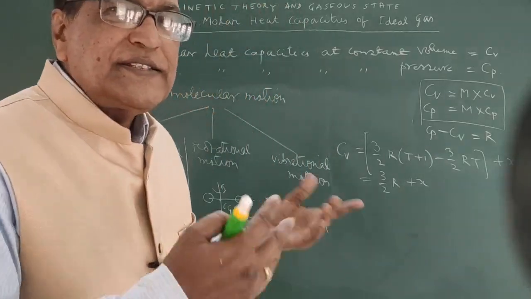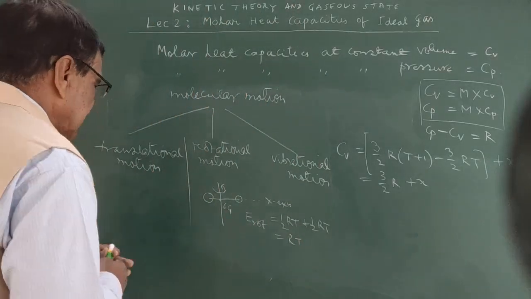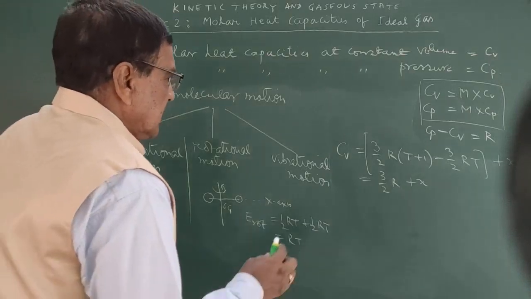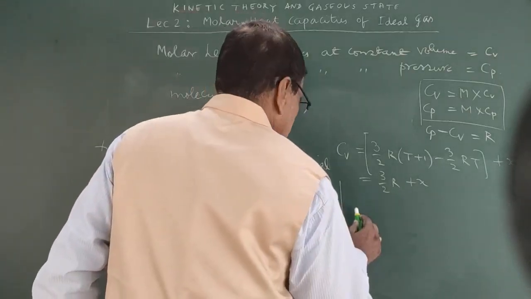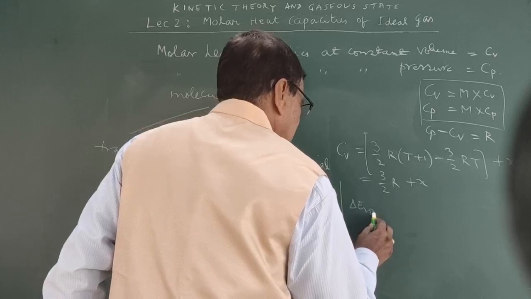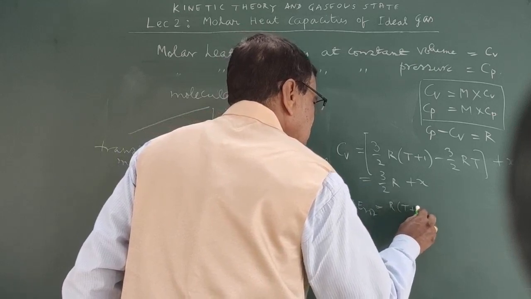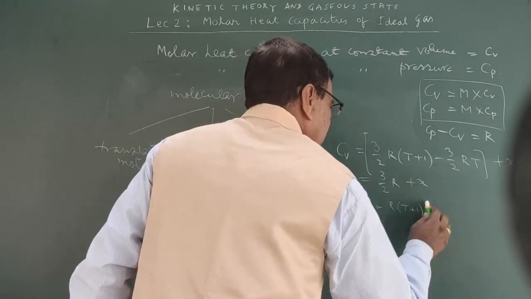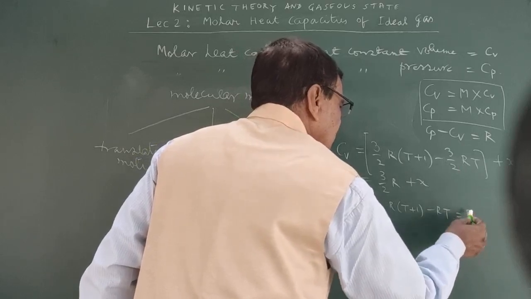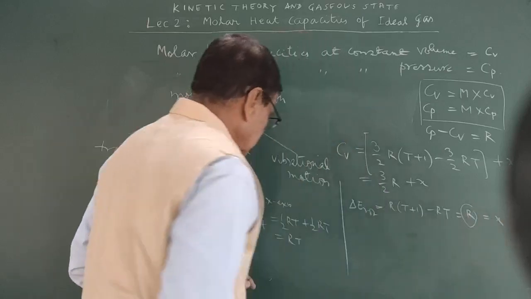So if we raise the temperature by 1 degree, then the increase of rotational energy is equal to R(T+1) minus RT. This is equal to R, and this is the value of X. This is the value of X for this diatomic molecule.